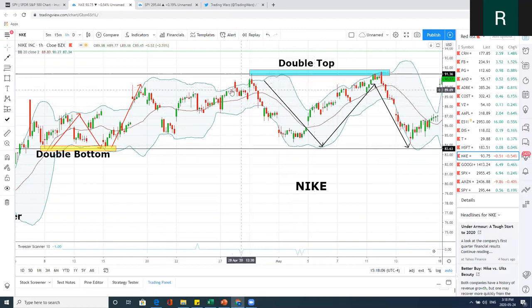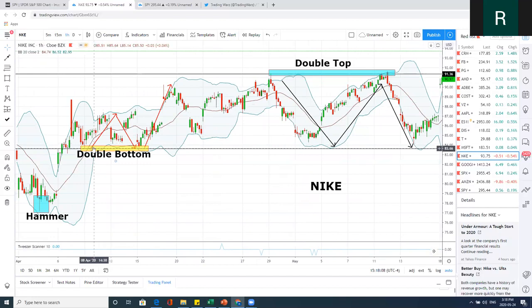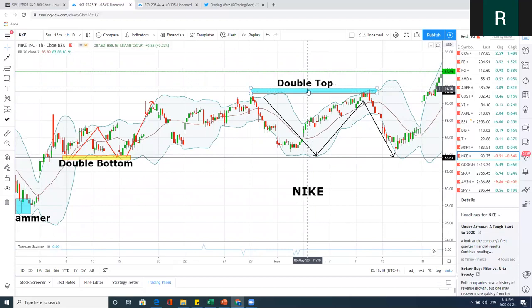So the psychology behind it is, for a double bottom, buyers like this price, 83.50. They believe it's a fair price for Nike, and that's why they come in with their orders. And for the short side, they believe that 91.50-ish is an area where Nike is overpriced, and that's why we have these movements from these levels.